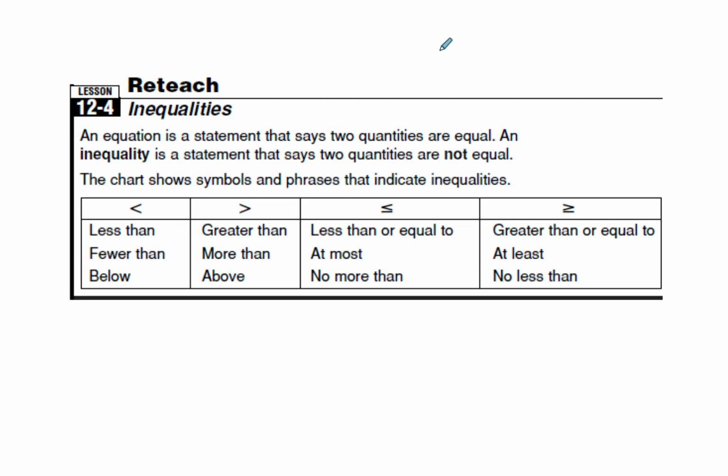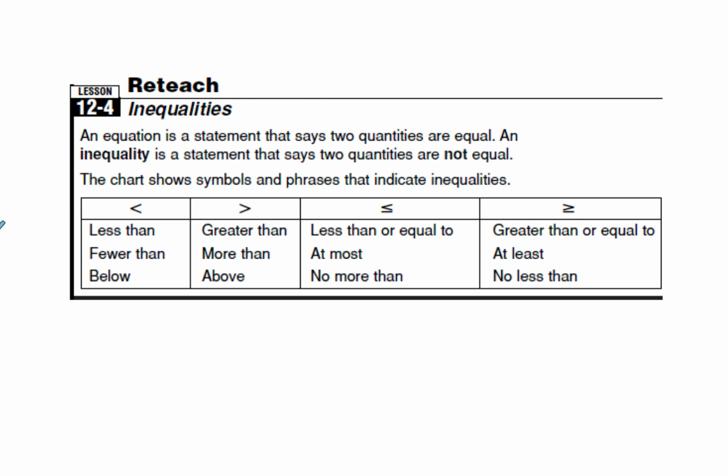In our next column, we have greater than. Other keywords are more than or above. This is less than or equal to, at most, or no more than. And then greater than or equal to, at least, or no less than.